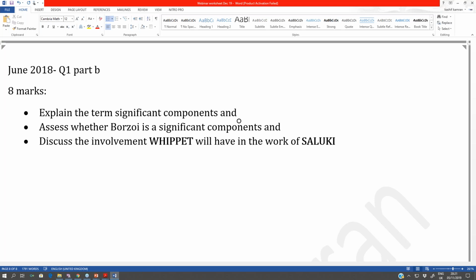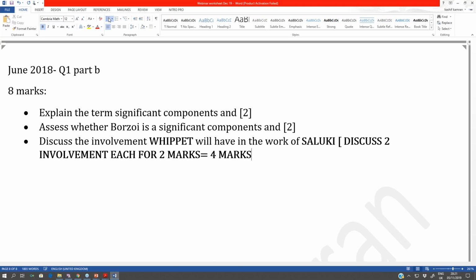So if I explain the term, I'll take 2 marks for that. When I assess whether Borzoi is a significant component, I'll take 2 marks from here. And then I need to discuss the involvement. So I can discuss 2 involvements, because every involvement will give me 2 marks. Discuss 2 involvements, each for 2 marks, is equal to 4 marks. And that completes my 8 marks answer.